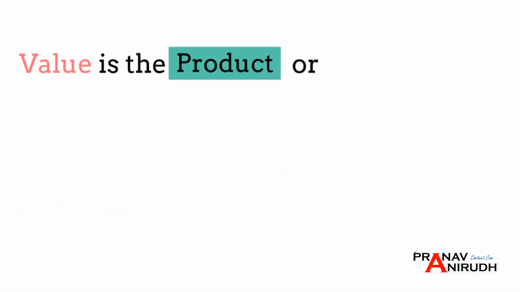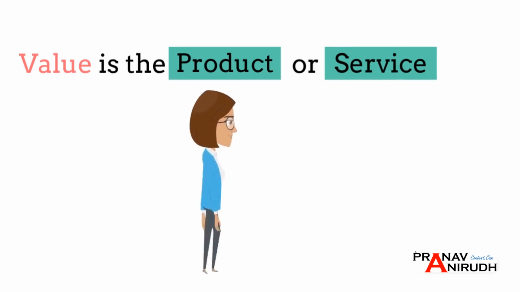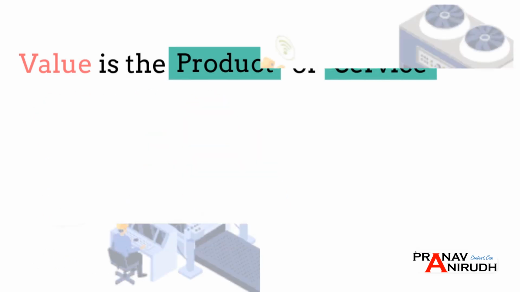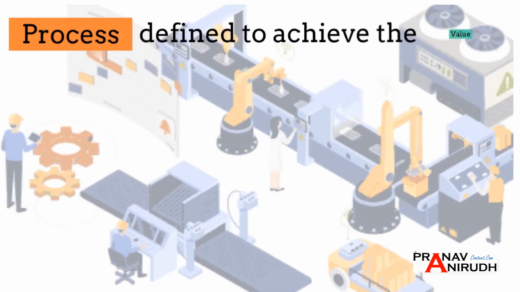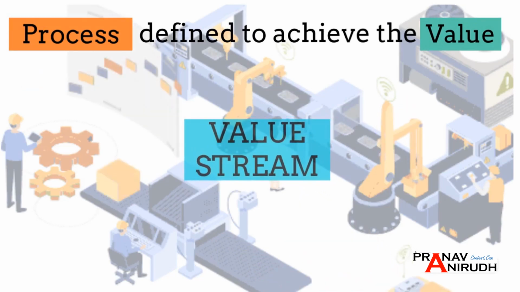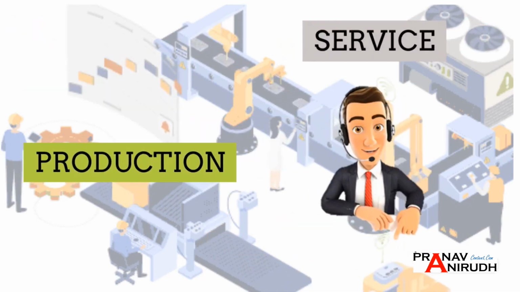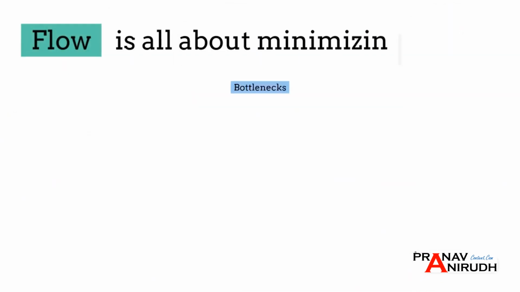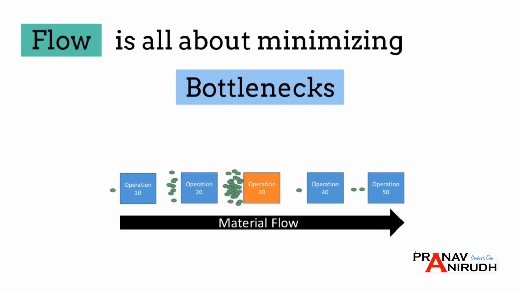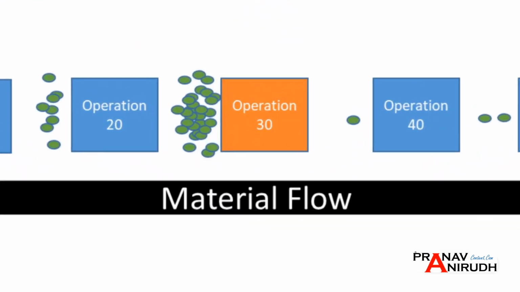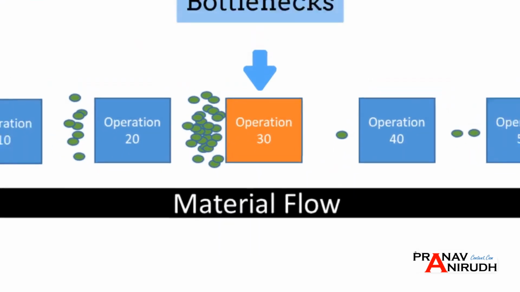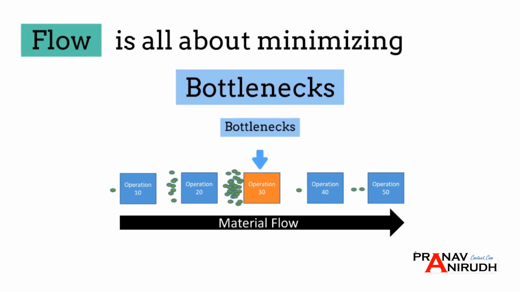As already discussed, value is the product or service for which customer pays. Process defined to achieve the value is called value stream. This includes production as well as the service. The flow is all about minimizing the bottlenecks in the process. And the bottlenecks are those operations which slows down the process.